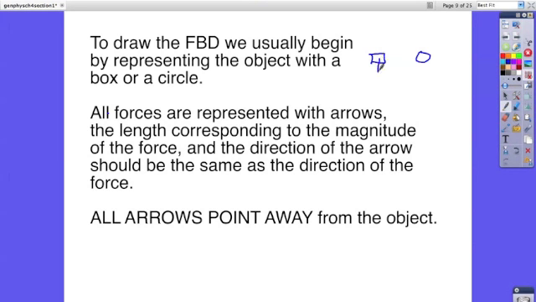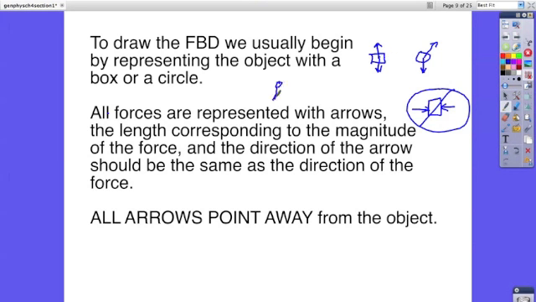So free body diagrams look like this, or like this. The arrows start on the object and go away. They never, ever, ever look like that. That is not how you draw a free body diagram. So arrows should always be pointed away from the object. It's the direction that force would move that object in, the direction that the force is pushing or pulling.